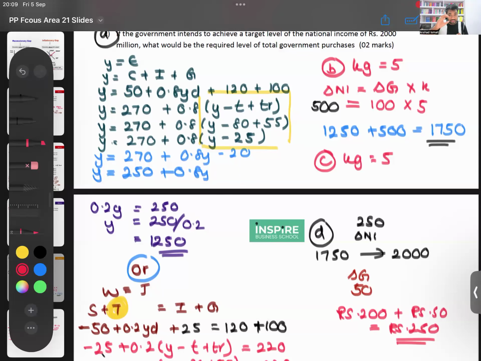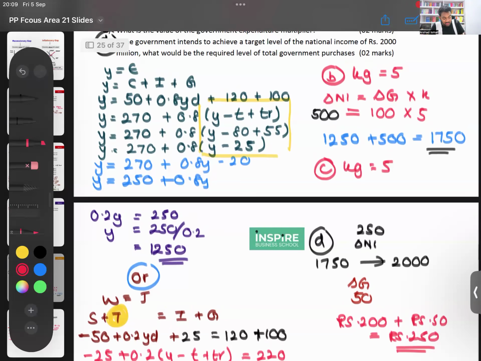If you start from 1,250, then your change will be 750. Then government spending has to change by 150. Then from 100, 150. At the end, they're asking how much should government spending be? It has to be 250. If you get government spending as 250, then you will get your answer for this. Is that okay?